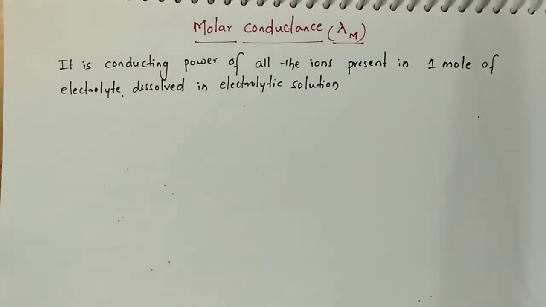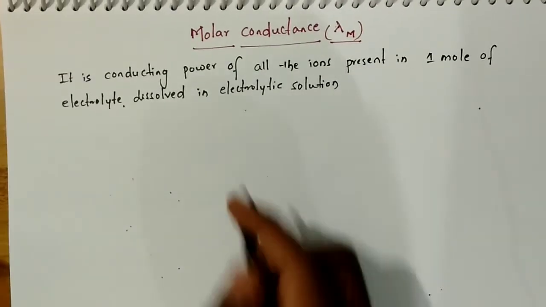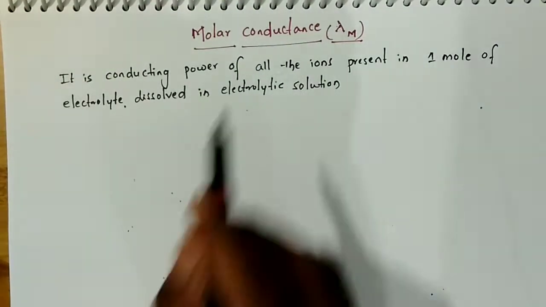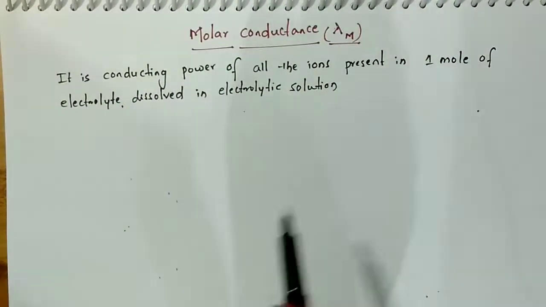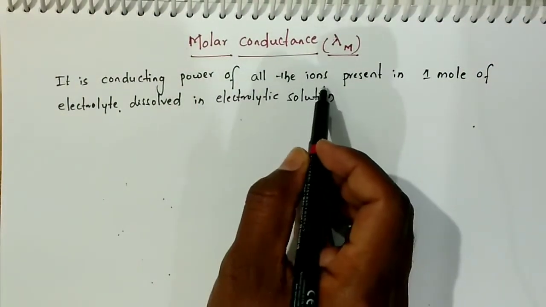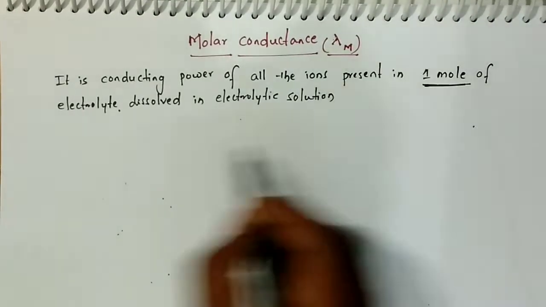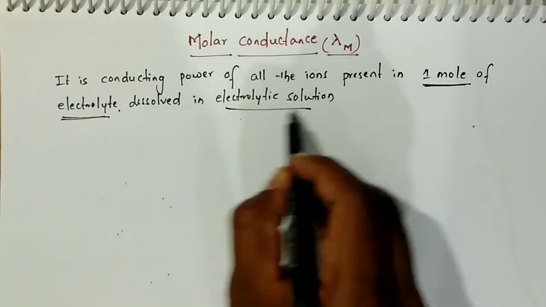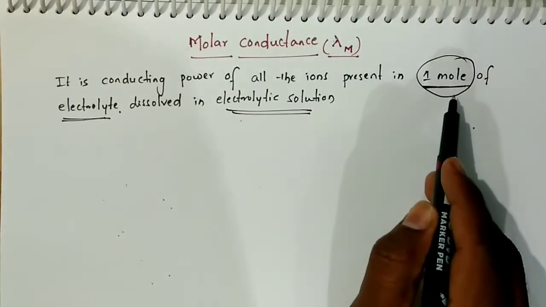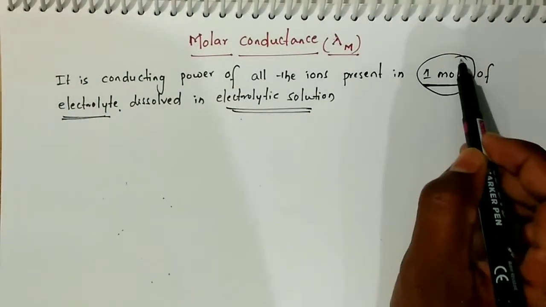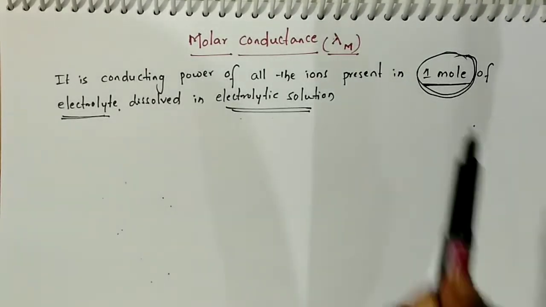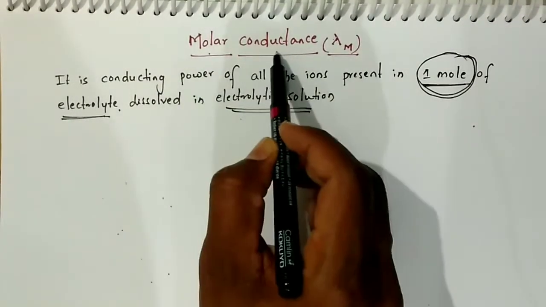Hello everyone, in this video let us learn one more type of electrolytic conductance, that is molar conductance. Molar conductance is denoted with lambda m. What is molar conductance? It is the conducting power of all the ions present in 1 mole of electrolyte dissolved in an electrolytic solution. So in that electrolytic solution, how much electrolyte is present? 1 mole of whatever the electrolyte. If it is 1 mole, then the conductance shown by that electrolytic solution is molar conductance.